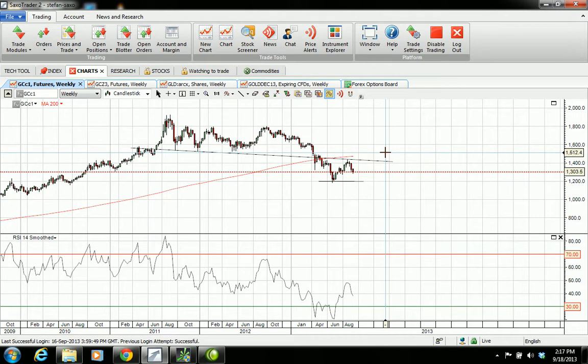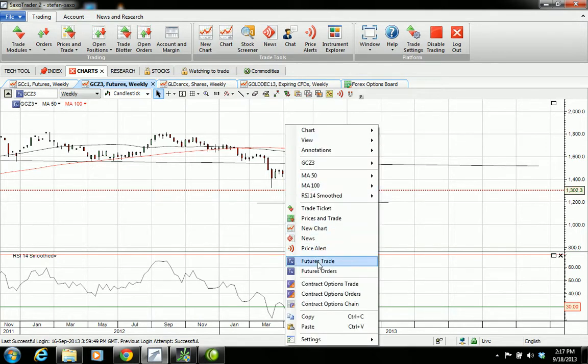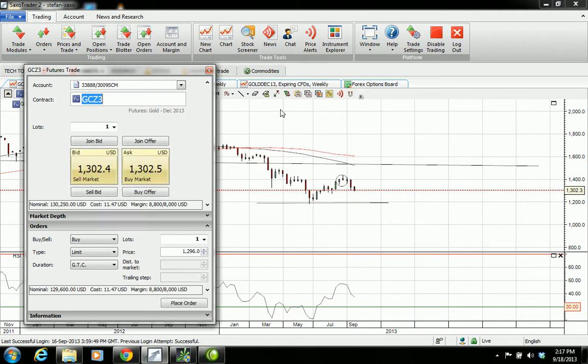Okay, now let's look at three different ways you can trade gold. First of all, you can trade the futures contract in gold. Now, let me just give you an example. This is the December 13 futures contract, currently trading at 1320. If you wanted to put in an order to trade this, just to give you an example, say gold is trading right now at 1300.